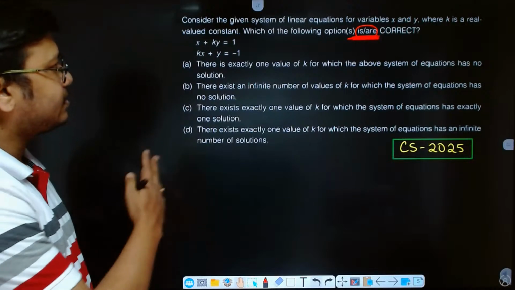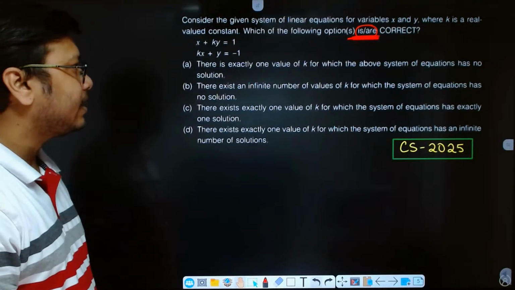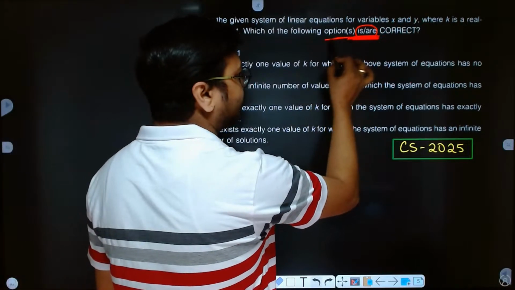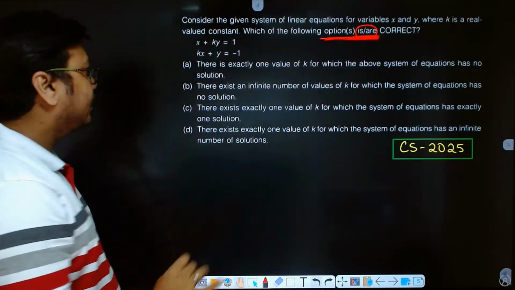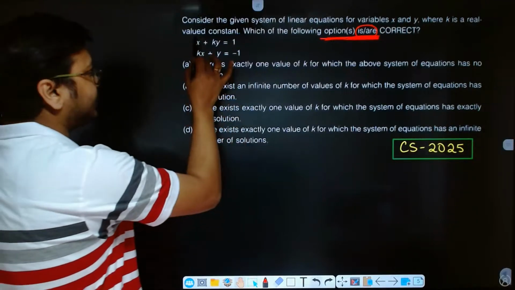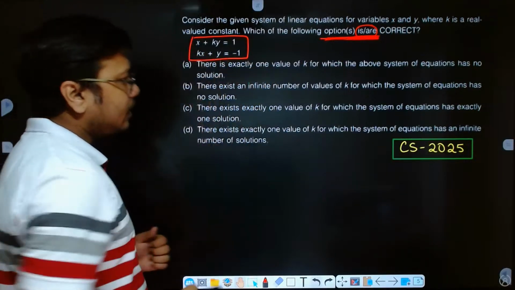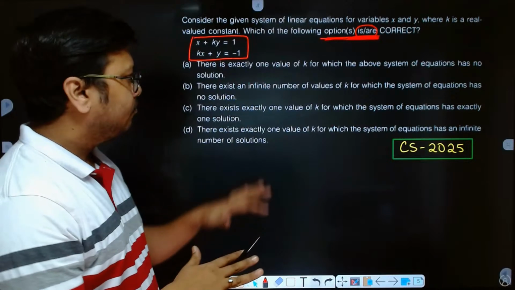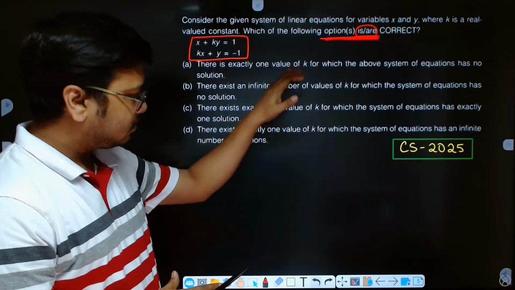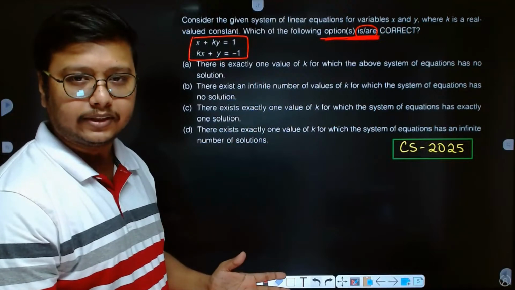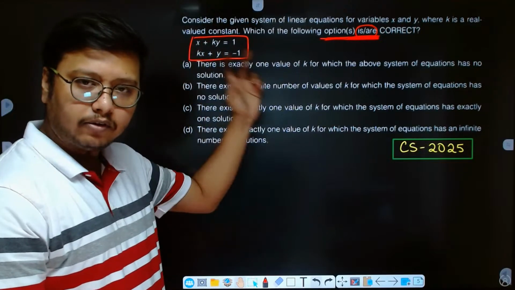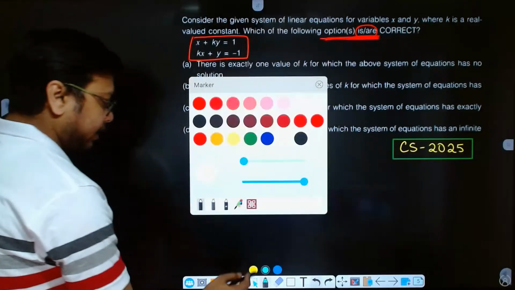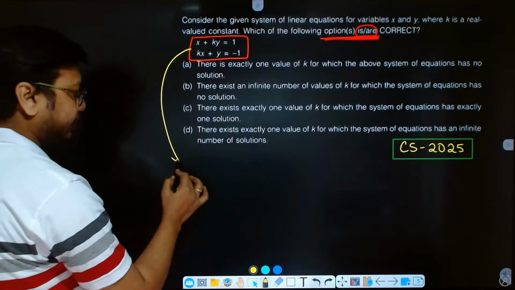It is saying that consider the given system of equations for variables x and y, where k is a real valued constant. Which of the following option or options are correct? There are 4 options, and this is my system of equations. Now let's master the art of solving the question. We don't want to read all the options one by one, then think about the question. The moment we have our system of equations, the very first thing should be to write it in the matrix form. We'll think about the other things later.